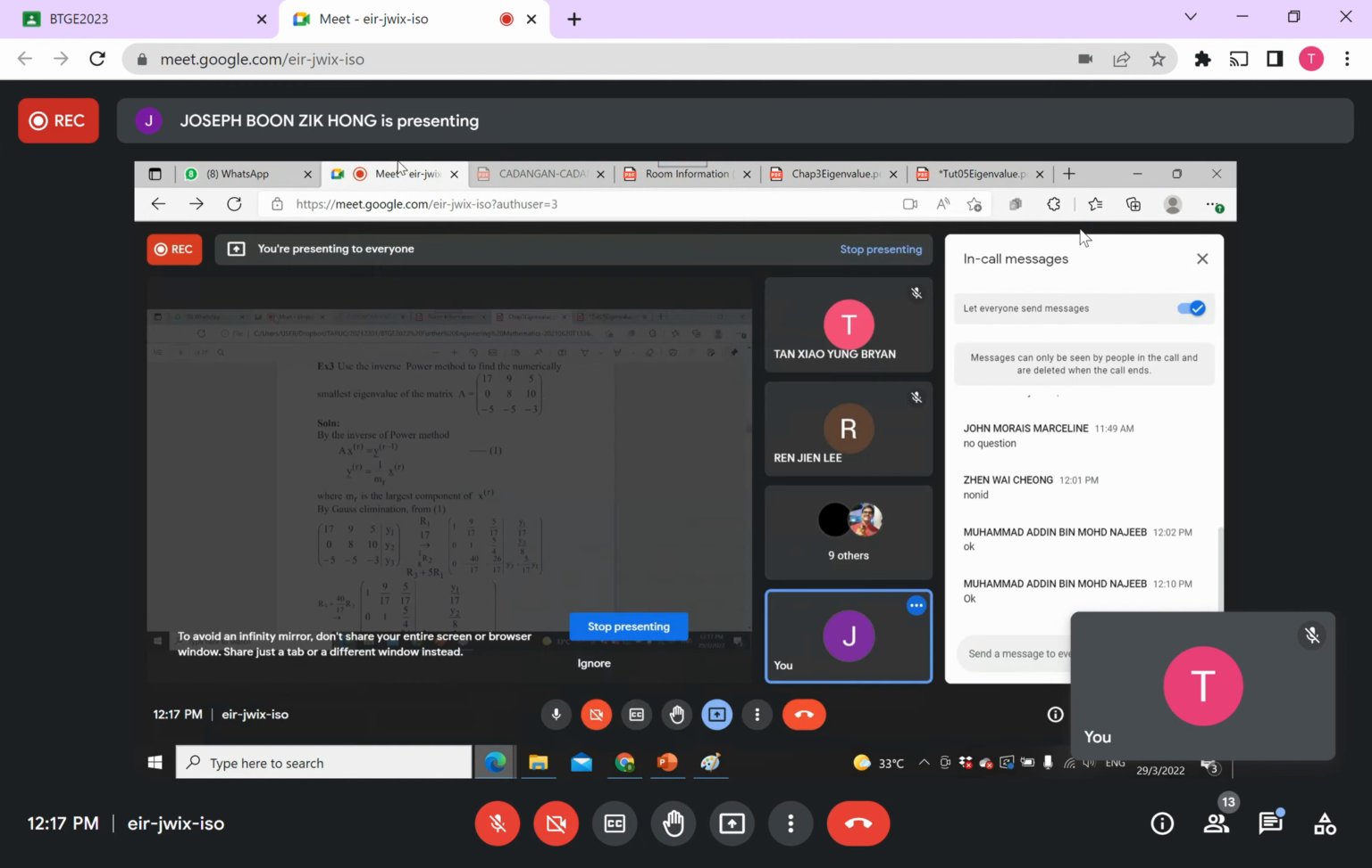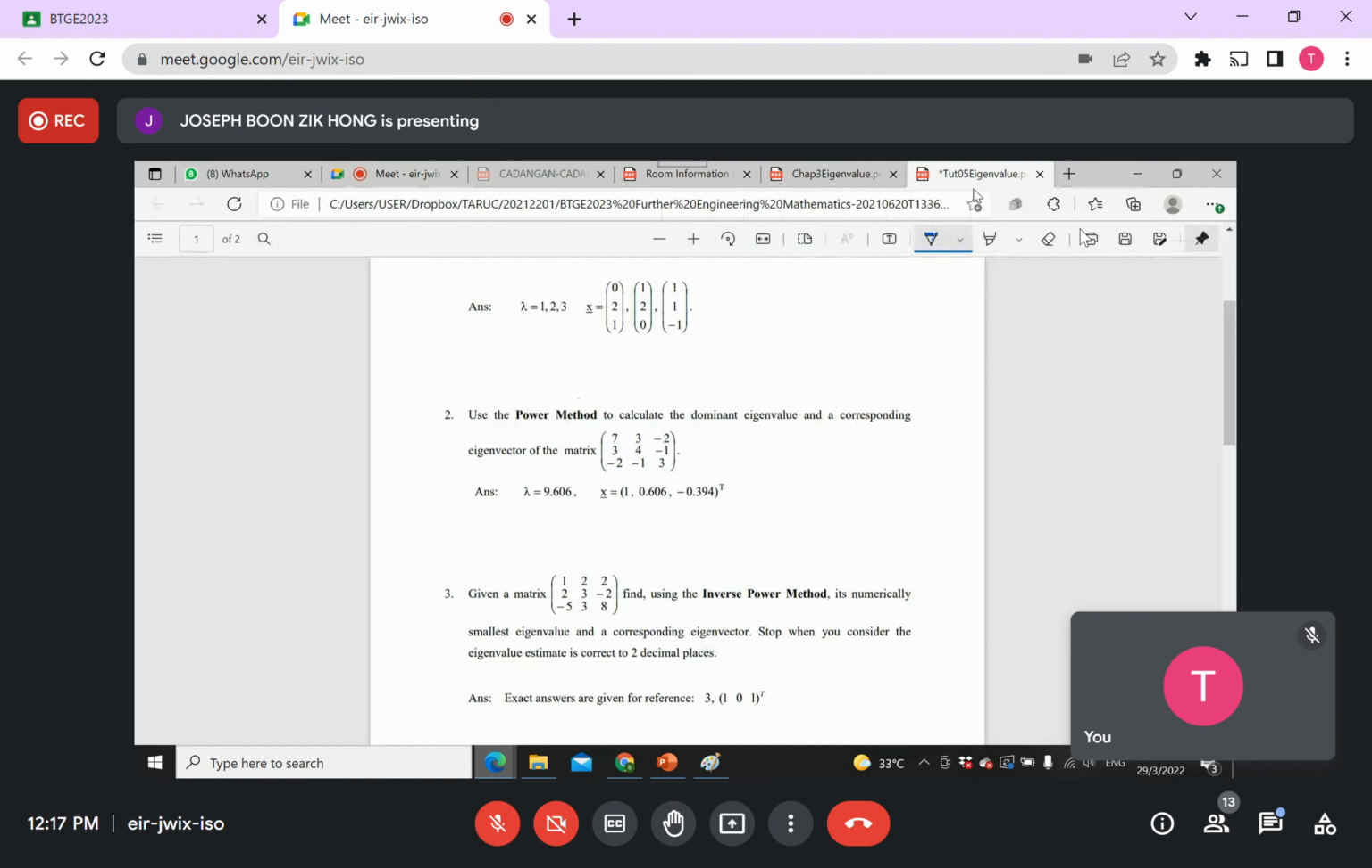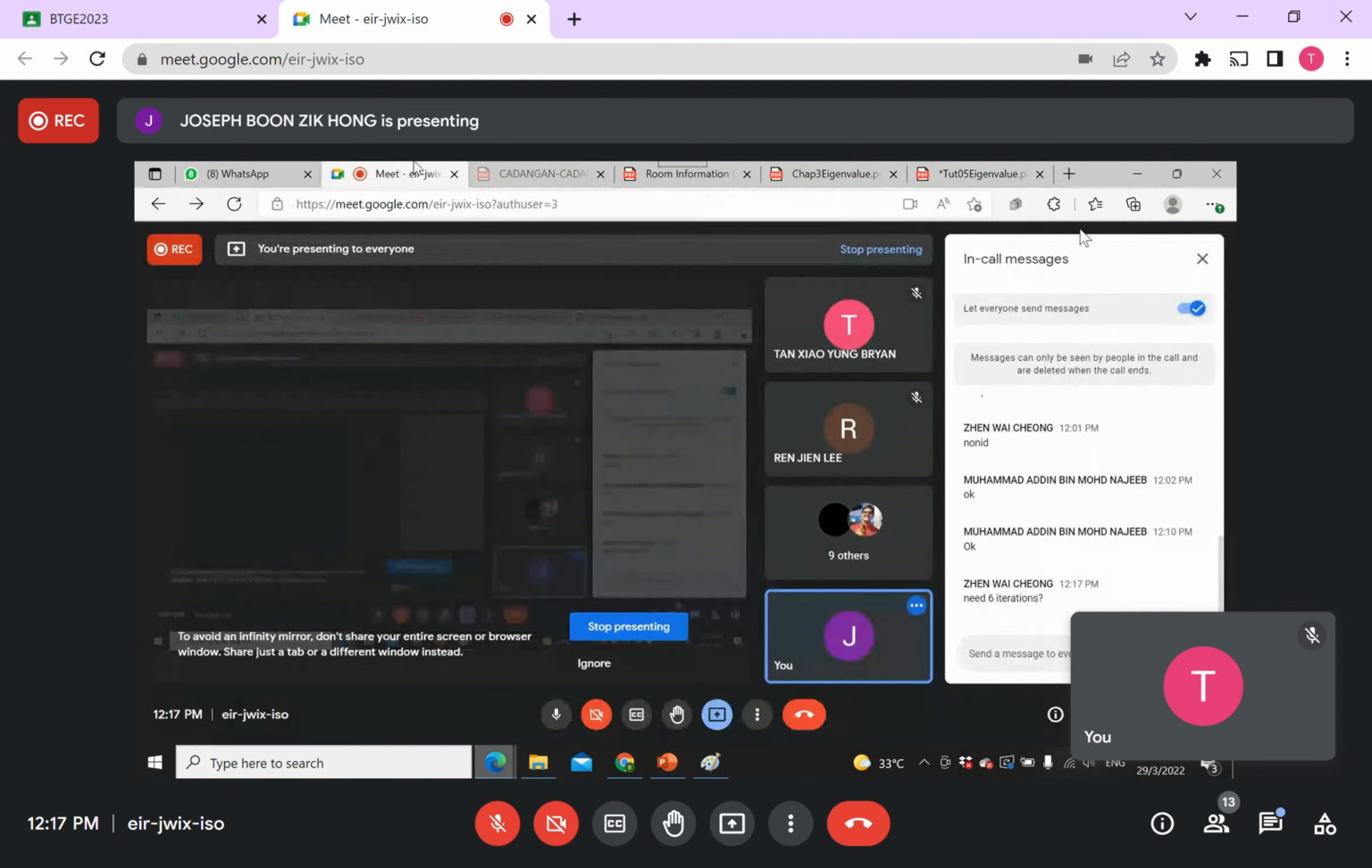Okay, done. Get the answer or not? Do you need me to do it? Lama, I did not bring my calculator. If using a calculator, the power method is actually not that difficult to do, but I did not bring my calculator now. I'm not sure how many iterations are needed, but okay, I show you the answer here.